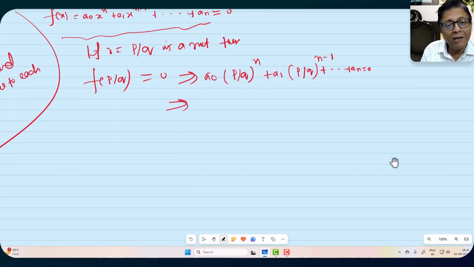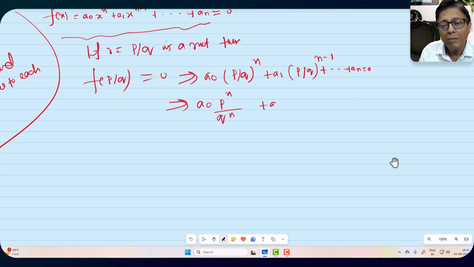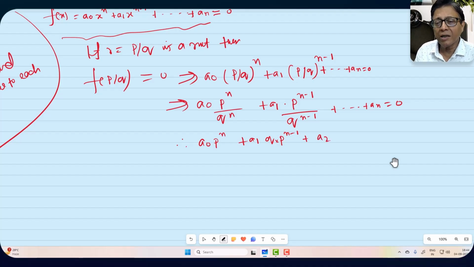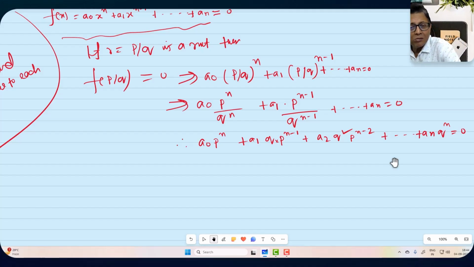Now this you need to simplify, you write a0 p to the power n by q to the power n plus a1 p to the power n minus 1 by q to the power n minus 1, therefore a0 p to the power n plus a1 q p to the power n minus 1, this way you can write a2 q square p to the power n minus 2 plus up to an q to the power n equal to 0. Okay.